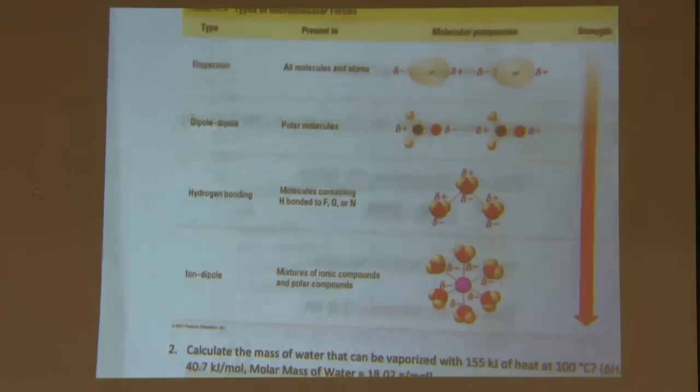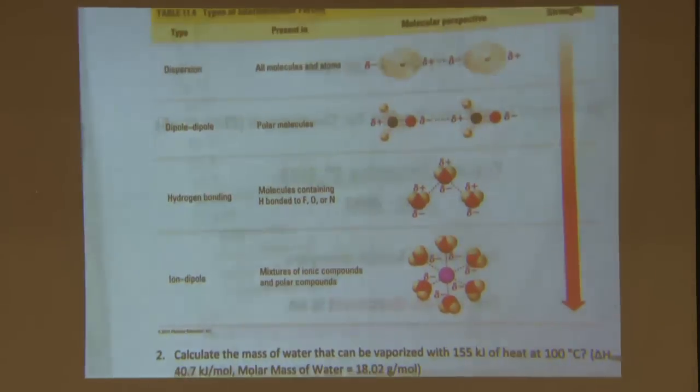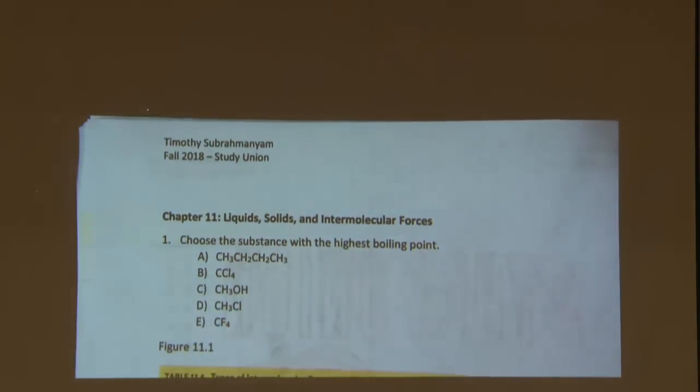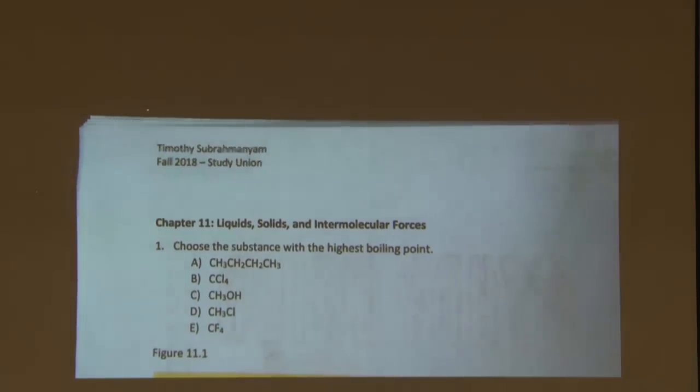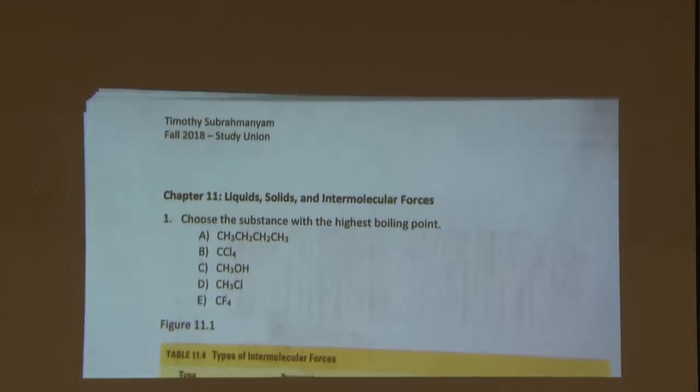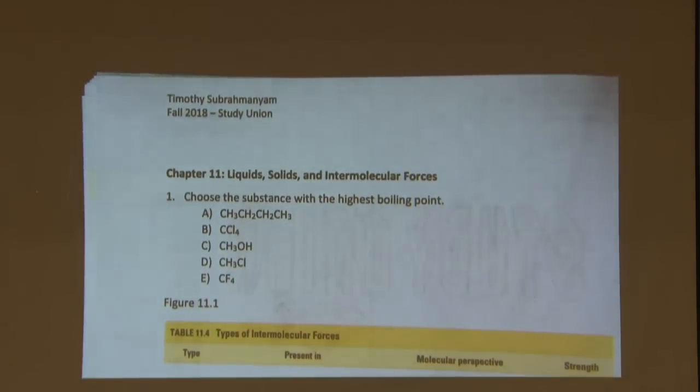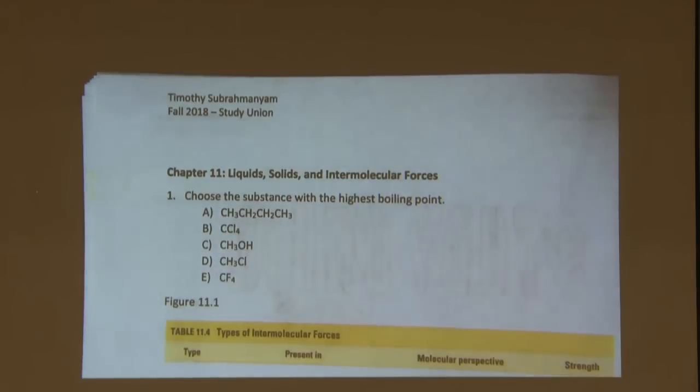We have dispersion. We have dipole-dipole. We have hydrogen bonding. And we have ion dipole. Those are the 4 types of intermolecular forces. And that's what we should think when we see words like boiling point, viscosity, surface tension. So when I ask you about the highest boiling point, what kinds of intermolecular forces am I talking about? Strong ones or weak ones?